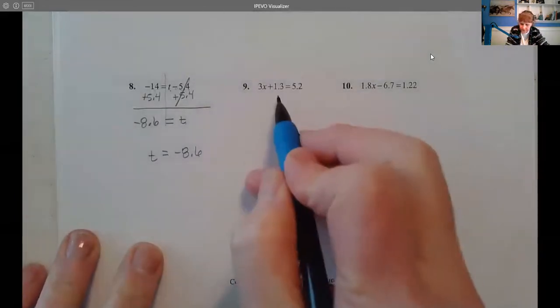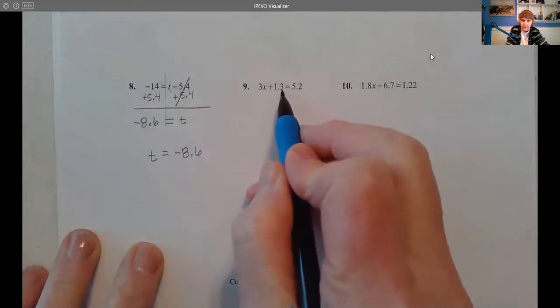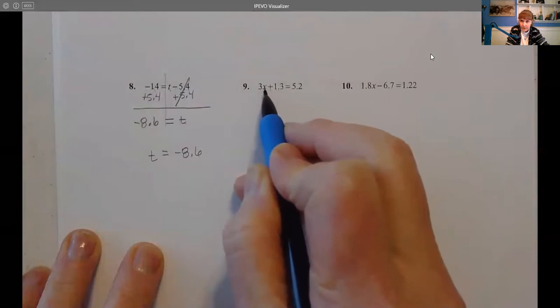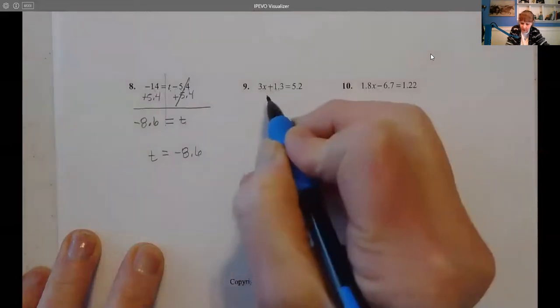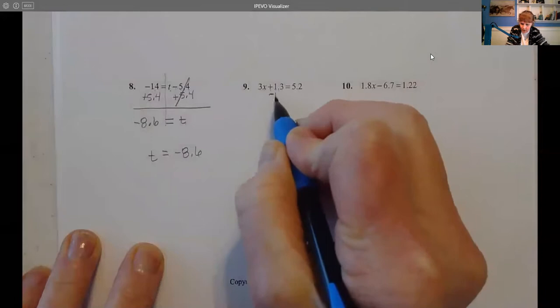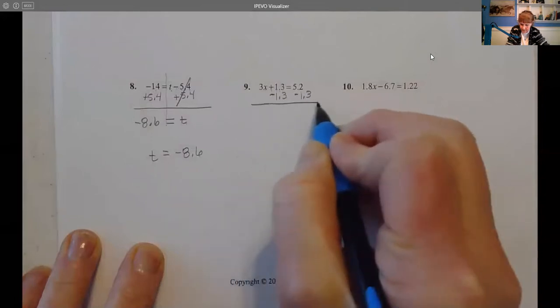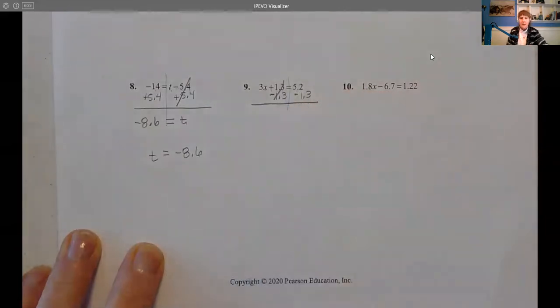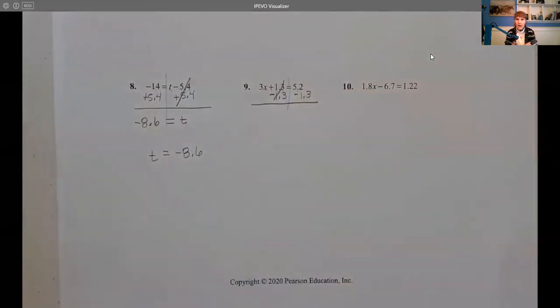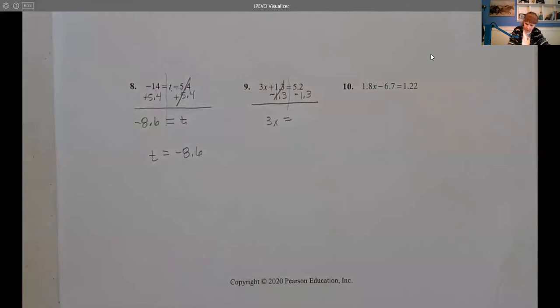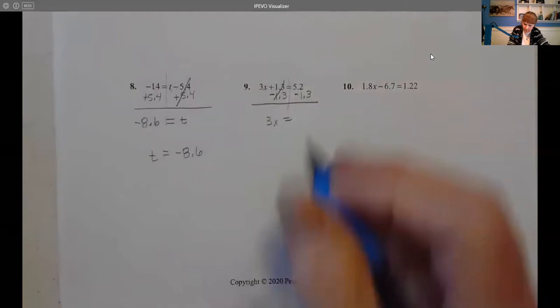But for now, we have plus 1.3. This is the times, so you leave that alone when they're next to each other. You leave that alone till you get rid of the other stuff. So minus 1.3 to both sides of the equal sign, to the left of the line and to the right of the line. So that gives you 3x equals, we'll take 5.2 minus 1.3, 3.9.